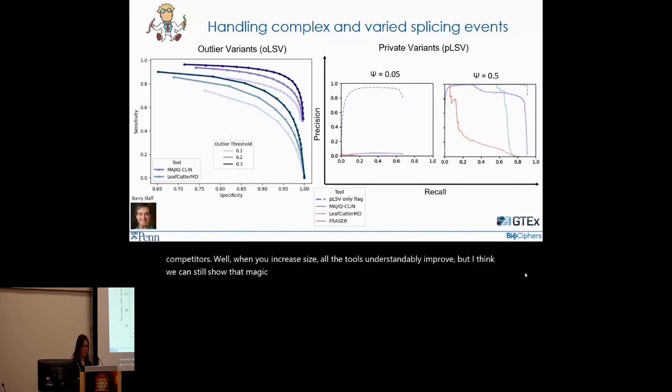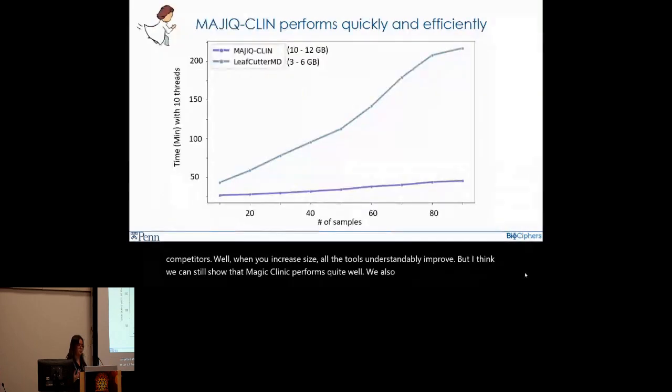quite well. We also compared runtime for MAJIQ-CLIN against Leafcutter MD across a number of different conditions. This is one. Here we can show that MAJIQ-CLIN runs a lot faster than Leafcutter MD. It does use slightly more memory, but it's still within the range of what is very realistic for people to be running. And again, we tested this against different conditions with similar trends.